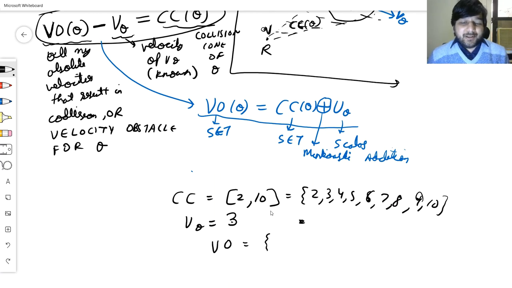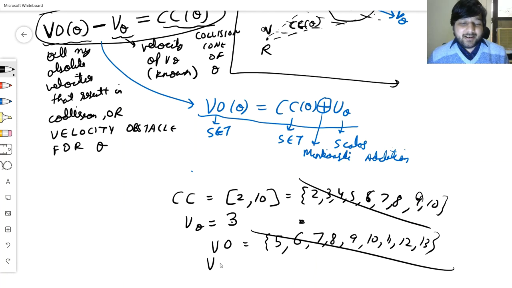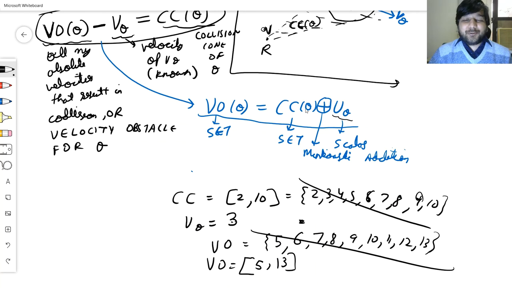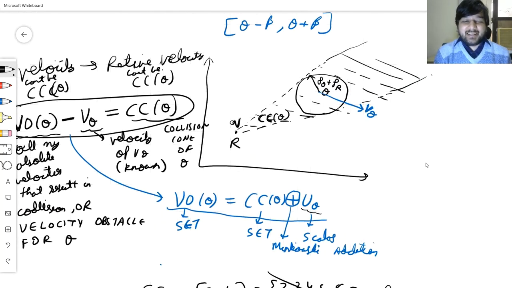So the velocity obstacle will be 3 plus 2, 5, 3 plus 3, 6, 3 plus 4, 7. And of course, if it's not discrete, then it'll simply become 3 plus 2, 5, to 10 plus 3, 13. That's how it goes on. So Minkowski addition is nothing but adding the scalar to each and every item of this vector. And if this is a set, then add all the numbers over here to all numbers over here, so all combinations of values are possible. Luckily, in our case this is a single number, a single entity.